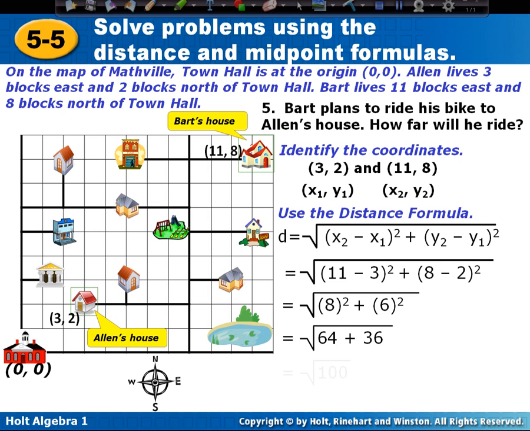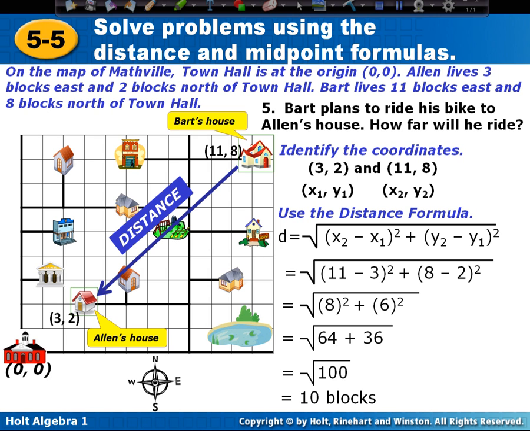Then I'm going to add those numbers together, and I get the square root of 100. Now this one works out nicely because the square root of 100 is exactly 10, so we won't need those approximately signs this time.